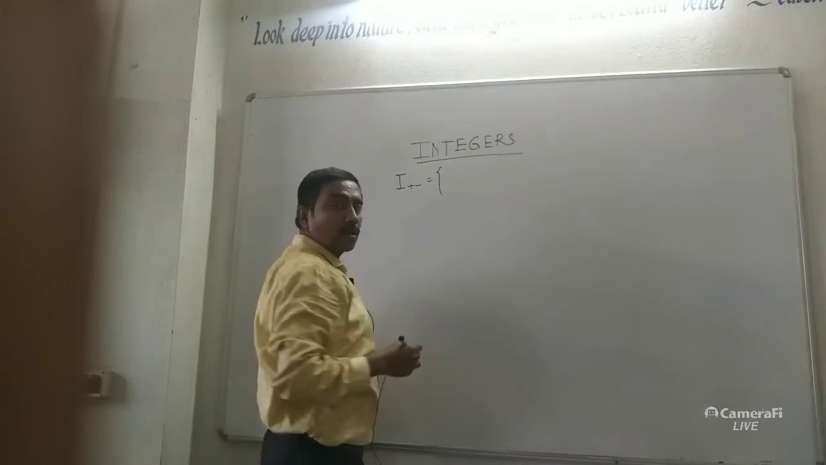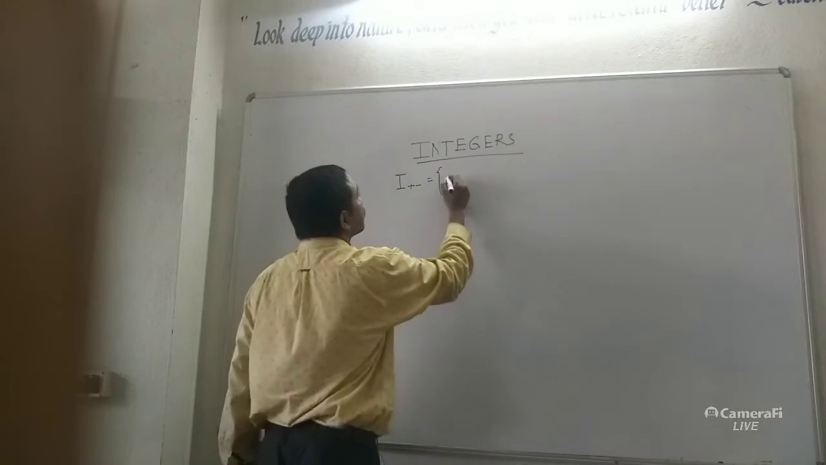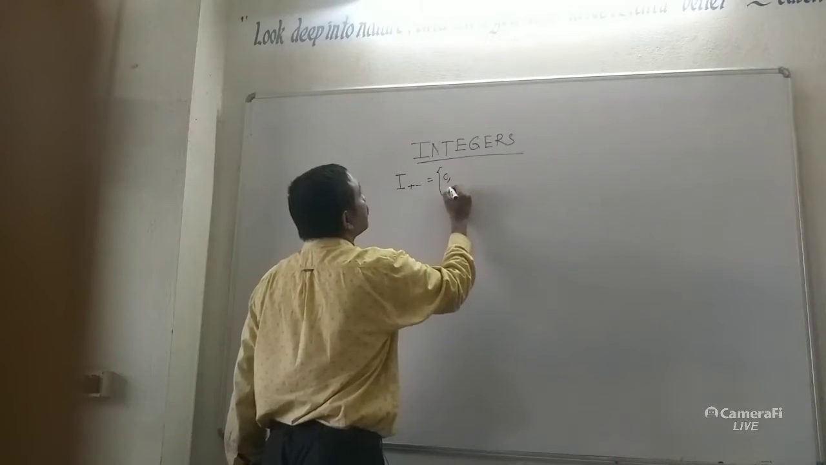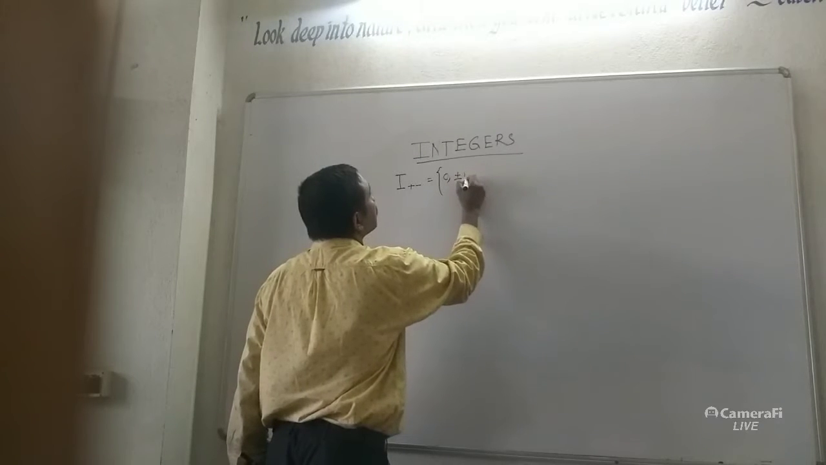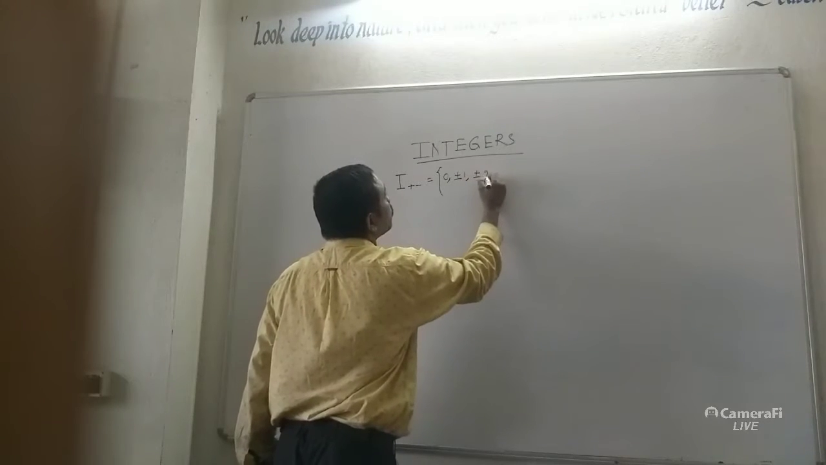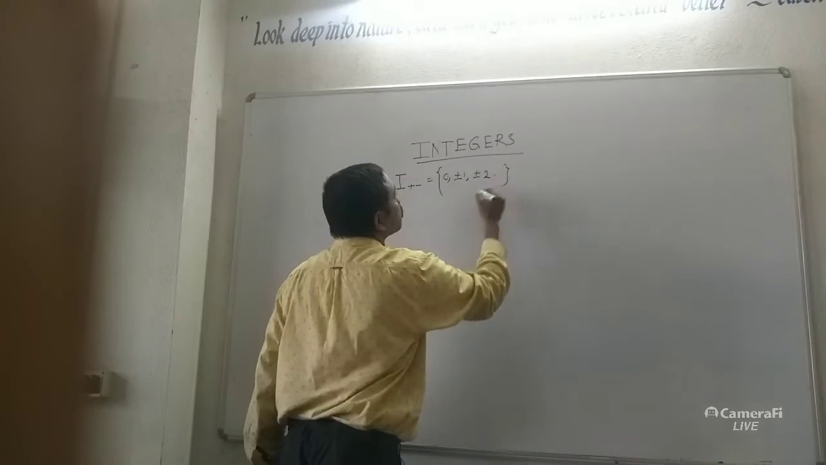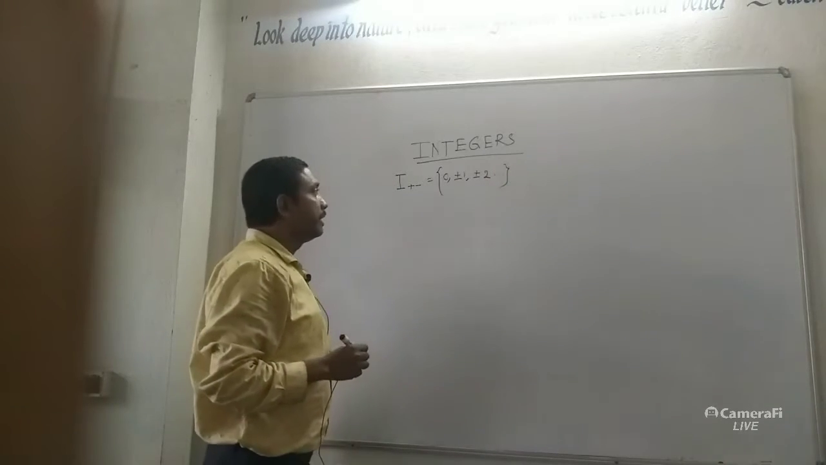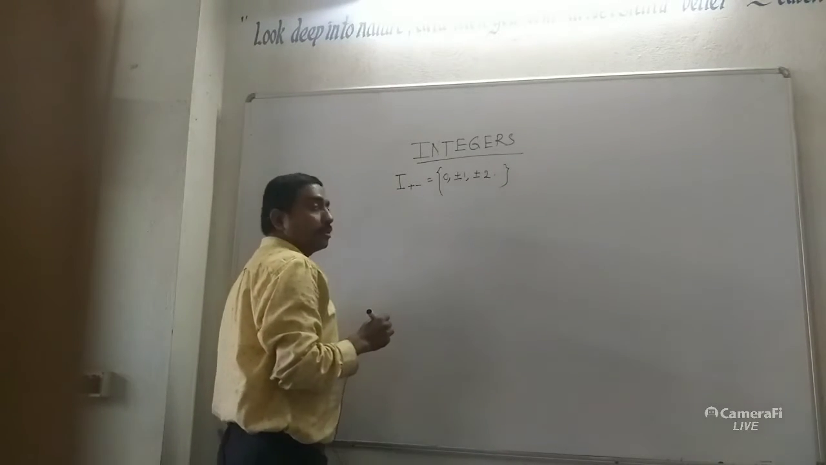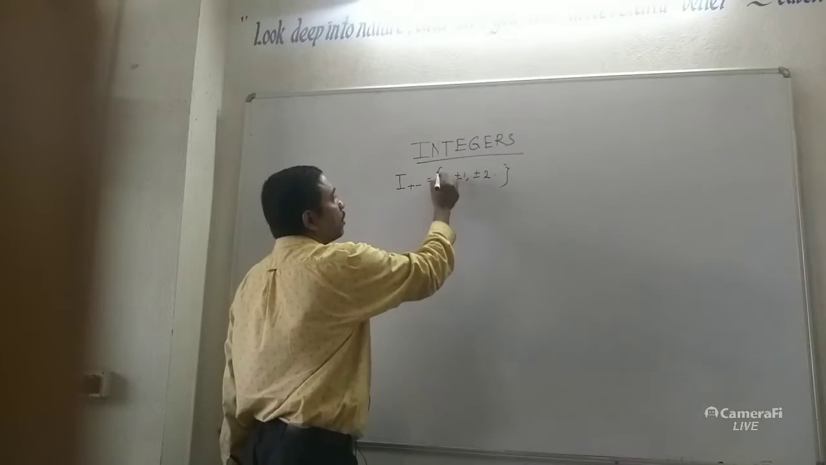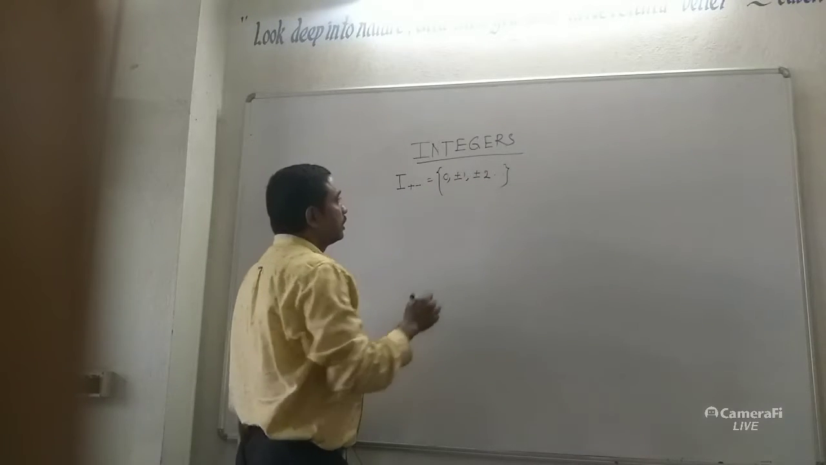This set is always written in curly brackets. In higher classes you know about it: 0, plus minus 1, plus minus 2, and 3 dots show that there is no end of integers. So first, I will discuss from this set what integers are.